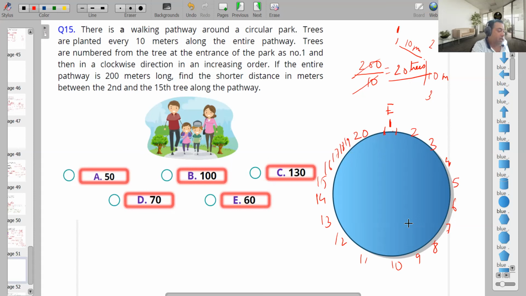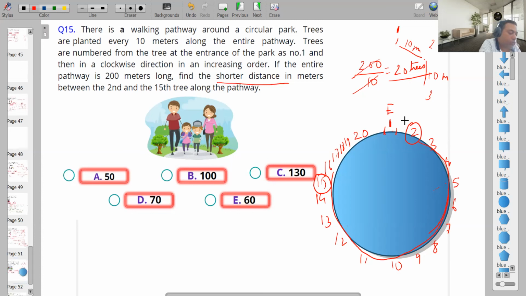Okay. Now let's understand this, that it is asking the shortest distance in meters between the second and the 15th tree along the pathway. The pathway is along the border. Okay. You cannot just cross like this. This is not allowed. All right. You need to go along the pathway. Between the second, now here is the second and here is the 15th. Okay, and it is asking for the shorter distance.